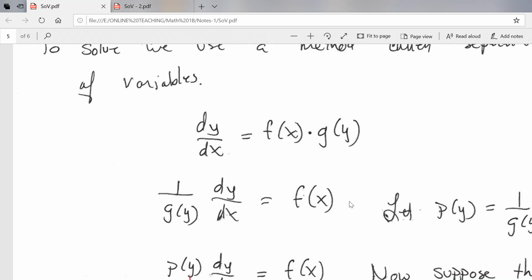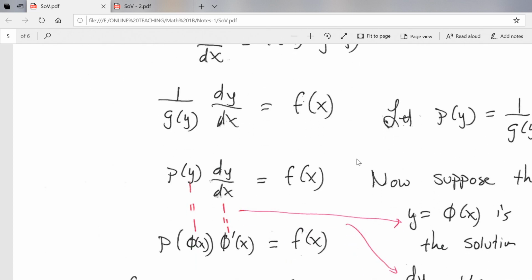And so now, just for a little bit of simplicity, I'm going to let p of y be 1 over g of y. Why? Just because I don't want to keep writing a fraction every time. So 1 over g of y is now p of y. Now, we've got p of y dy/dx equals f of x. So now I'm going to suppose that I already know the solution. So let me suppose that phi of x is the solution. So this has a solution, and it's phi of x.